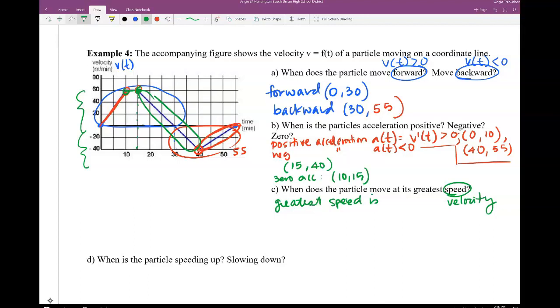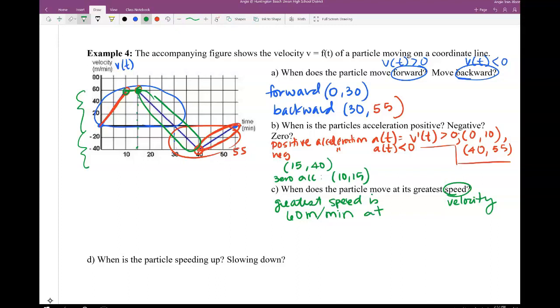So the highest number is 60 miles per minute, right? 60 miles or meters. It doesn't say m, so I'm assuming that's meters per minute, okay? And if you really want to get fancy, we can even put the time, okay? When does a particle move at its greatest speed? The greatest speed is 60 meters per minute at, when means we're looking for time.